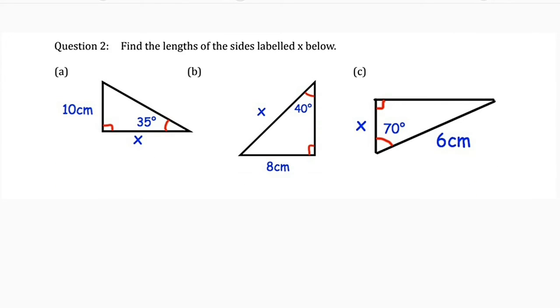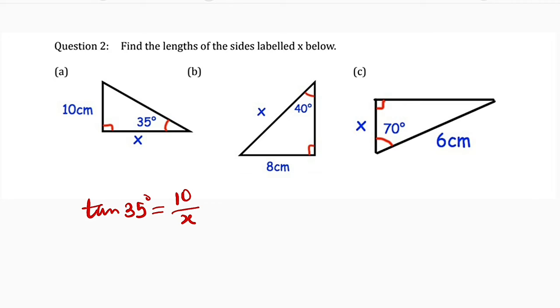All right, this time around you can see that all the reference angles are given, 35, 40 and 70. So we need to find the missing side. And how can we do that? First of all, you should know that this is the adjacent side, this is the opposite side. So what relates them? The relationship is tangent. So tangent of 35 degrees will be equal to what? Opposite divided by what? Adjacent.